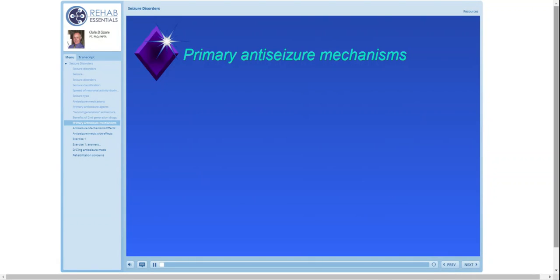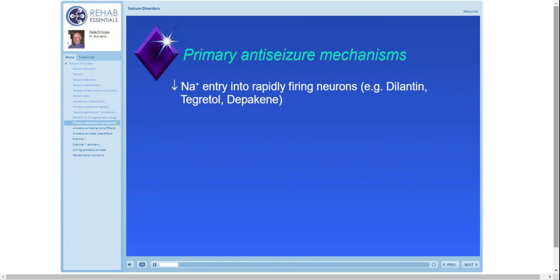So we're talking back again about treatment of seizures. How do these drugs control seizures? And ideally, how are they somewhat selective for the neurons that start the seizure? We see that three of the big four drugs, Dilantin, Tegretol, Depakine, work by inhibiting the entry of sodium into neurons that are firing too rapidly.